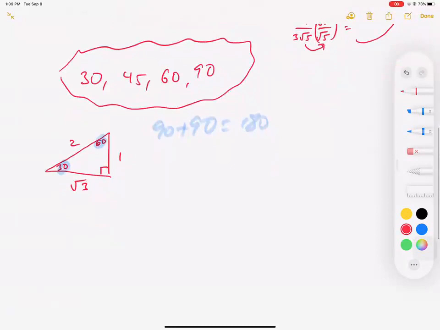Now I'm going to show you the origin of this triangle. In geometry, you learned about a triangle called an equilateral triangle, where all three sides are exactly the same. If all three sides are the same, 180 divided by 3 means each angle would be 60 degrees: 60, 60, 60.